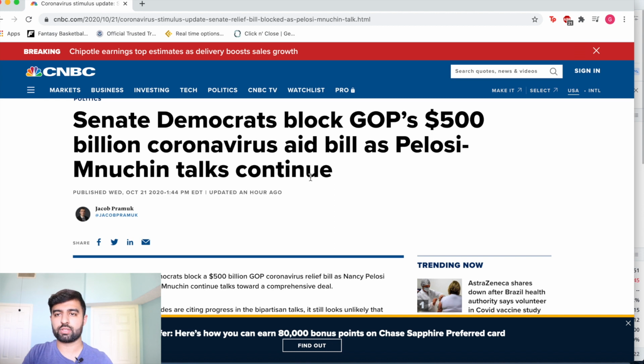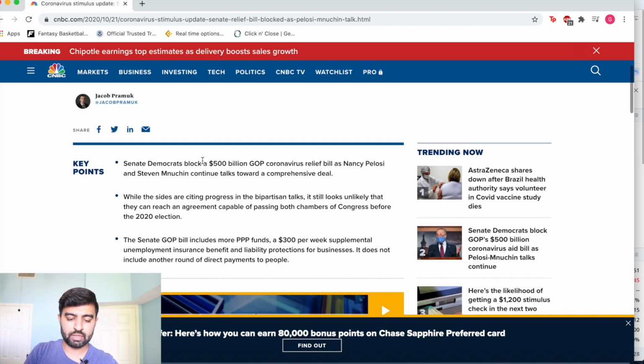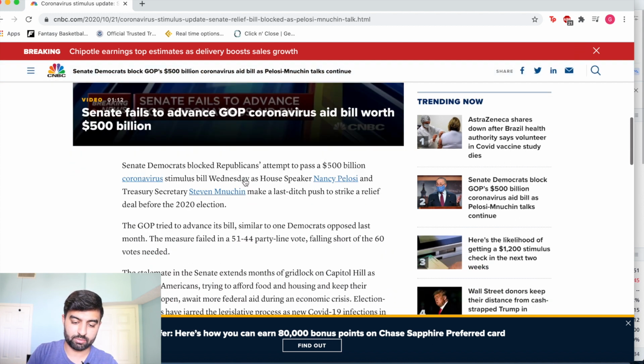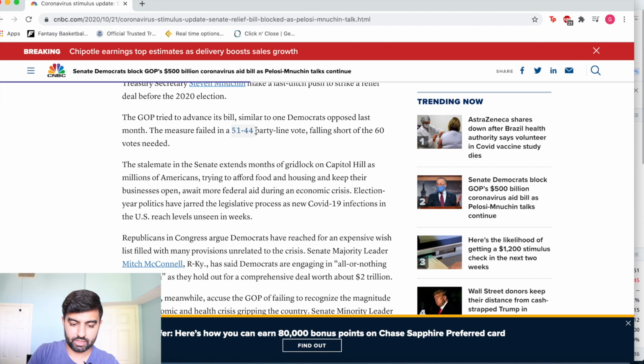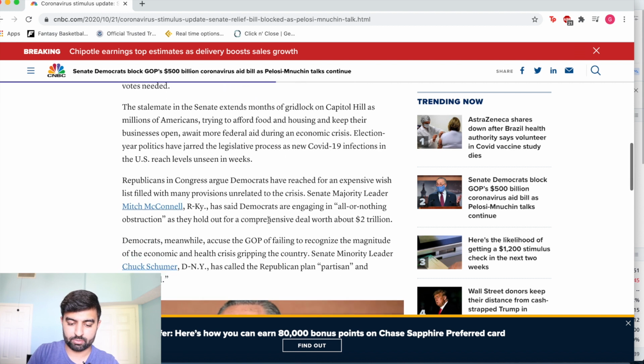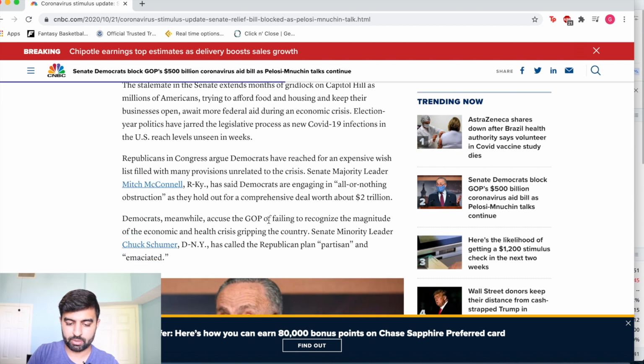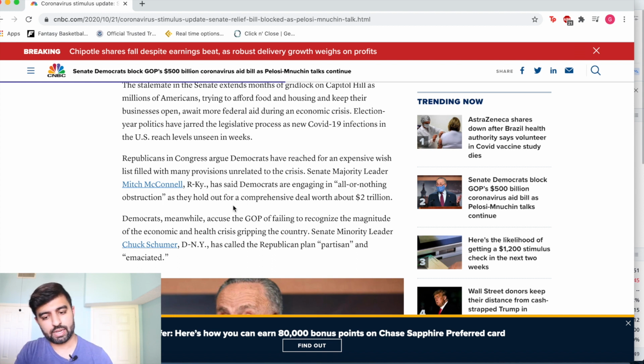So the stimulus bill is what's been driving the stock market up or down. If we see good news, we go up. If we see that it's been rejected, we go down. So there was a $500 billion GOP coronavirus bill that got declined. They needed, I think, 60 votes. They got 51. The Democrats didn't let that pass. They wanted something more all-inclusive rather than a small chunk.